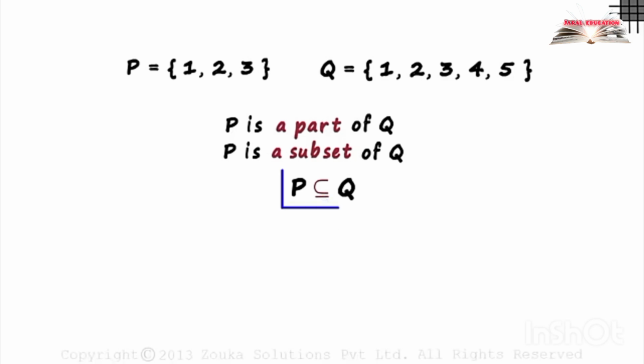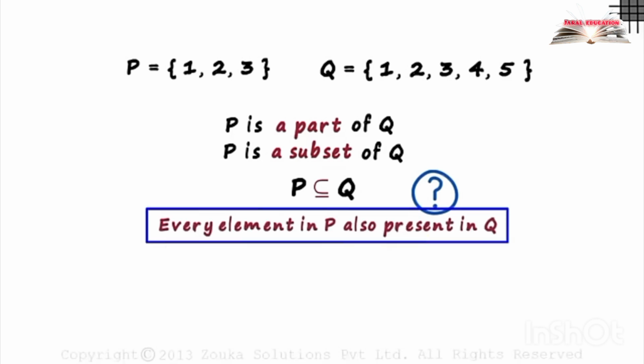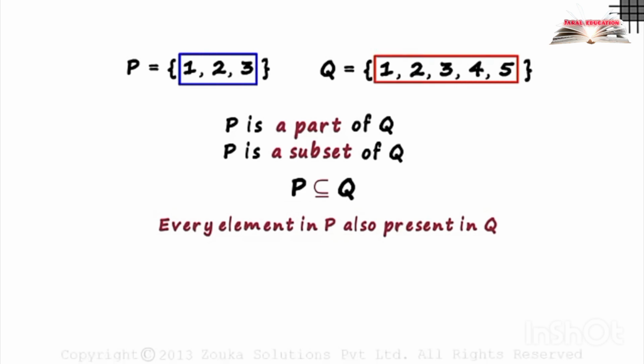So when is P a subset of Q? Set P is a subset of set Q when every element in P is also present in Q. Look at the elements. Every element in P is also present in Q. But this statement raises a new query.